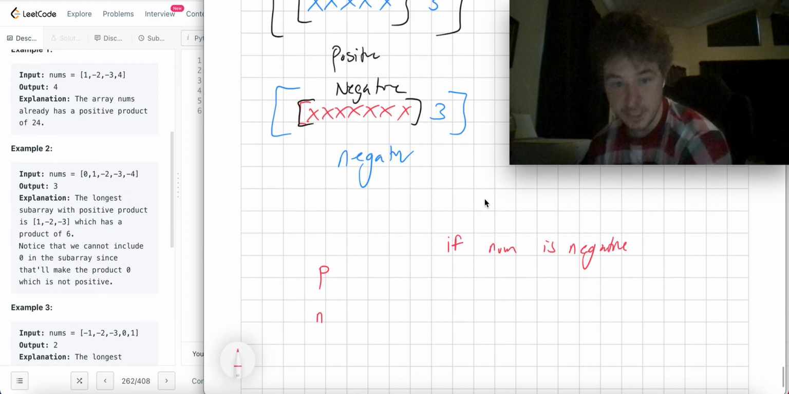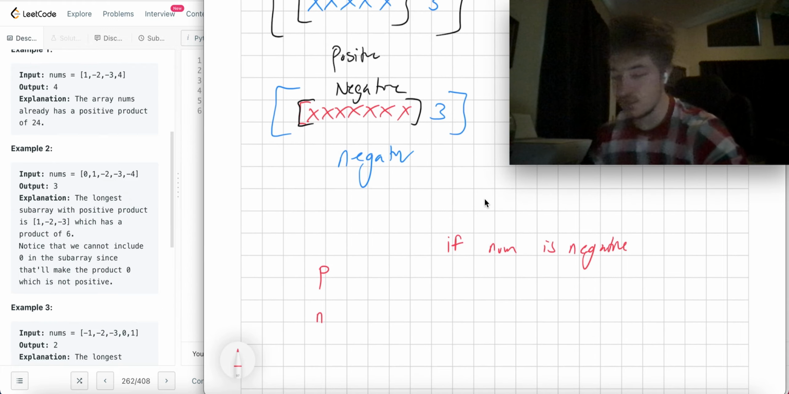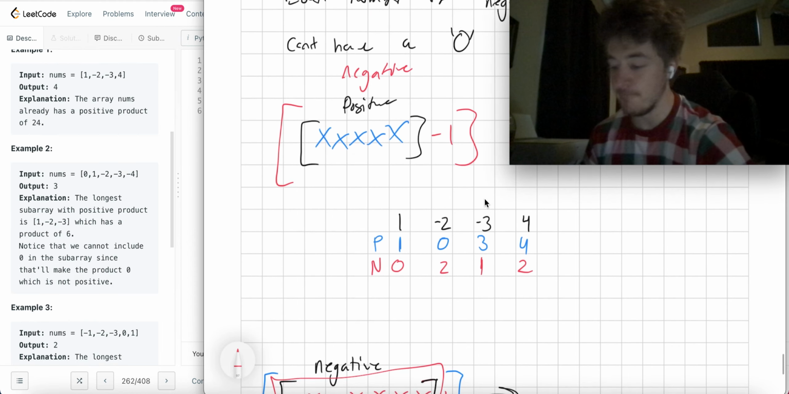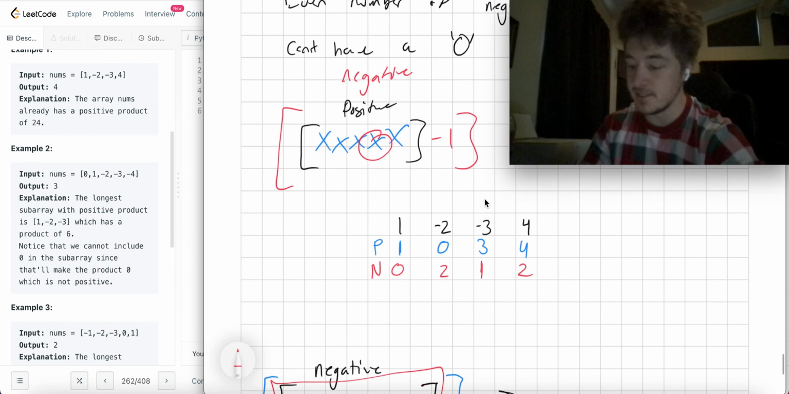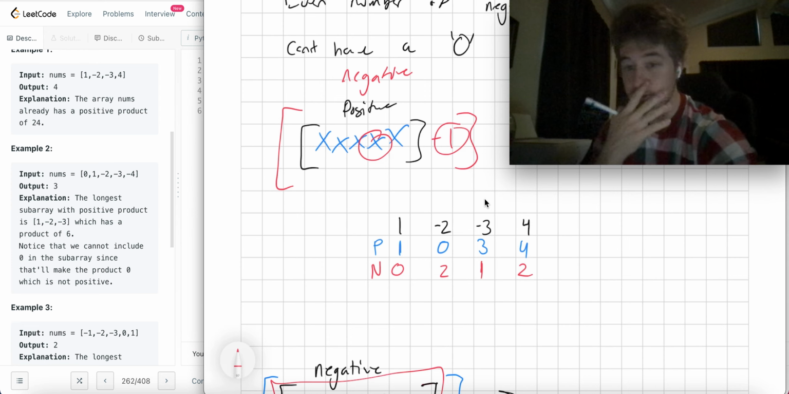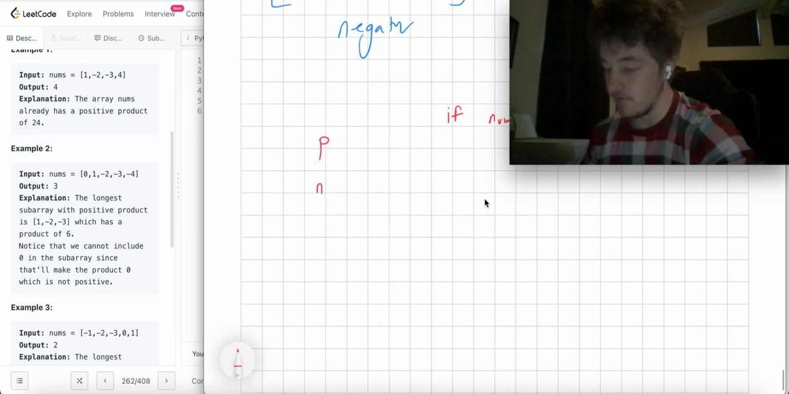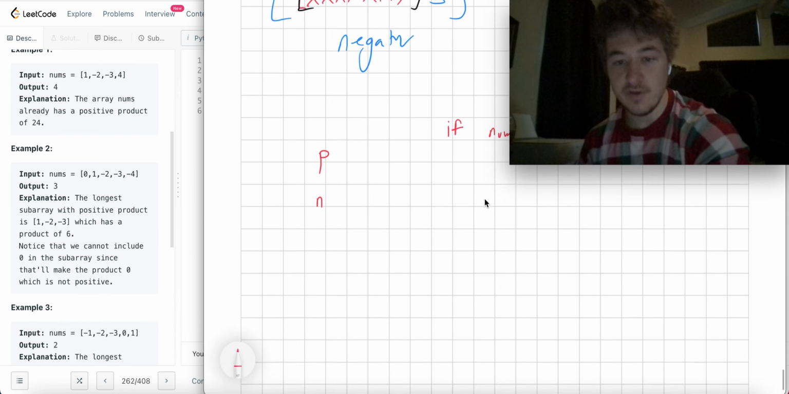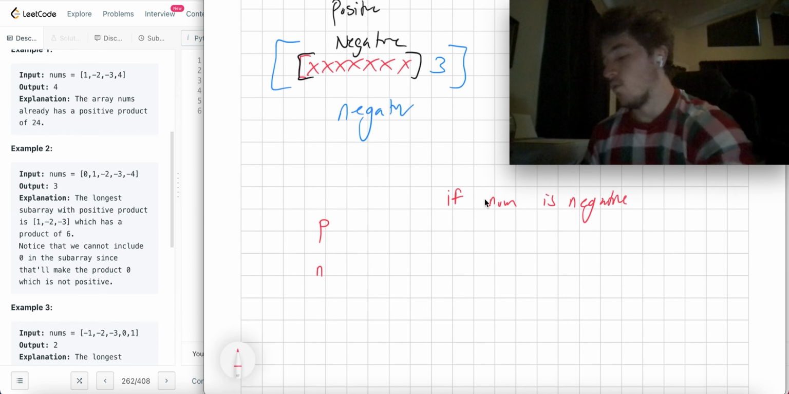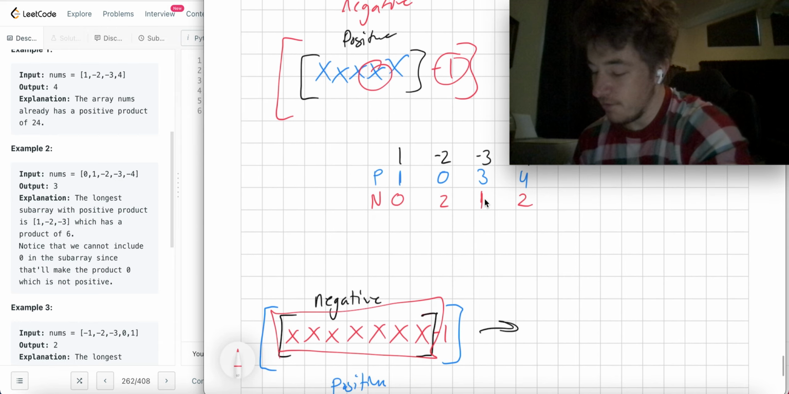If the current number is 0, what does that mean? If the current number is 0, everything zeroes out. So that's just something to think about, because if you have a 0 in this system, then this zeroes out, so the longest length of that would just be 0. So that's just something to keep track of. Okay, but if the number is negative, what does that mean?